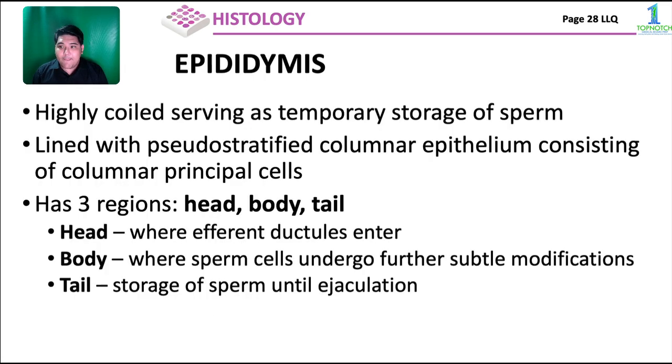Okay, now your epididymis is a highly coiled cord serving as a temporary storage of sperm. It has three regions: your head, body, and tail. In the body of the epididymis, this is where your sperm cells undergo further modification, and in the tail, storage of sperm until ejaculation.